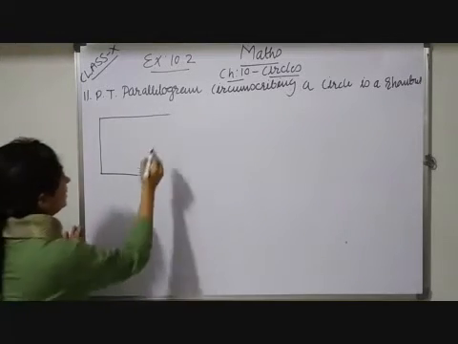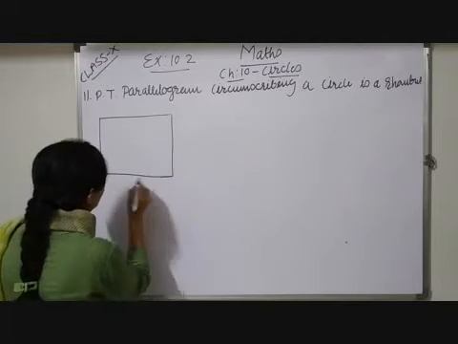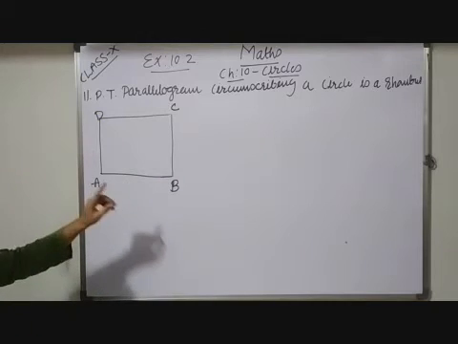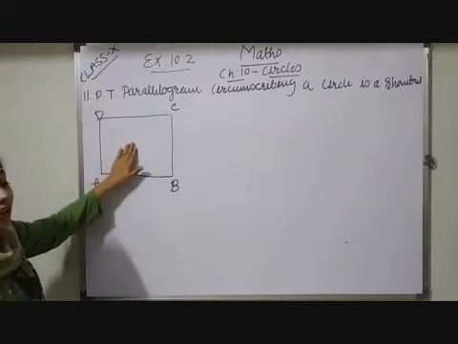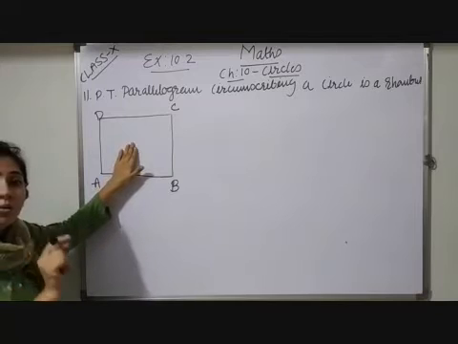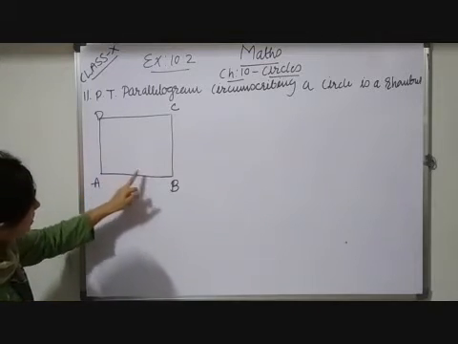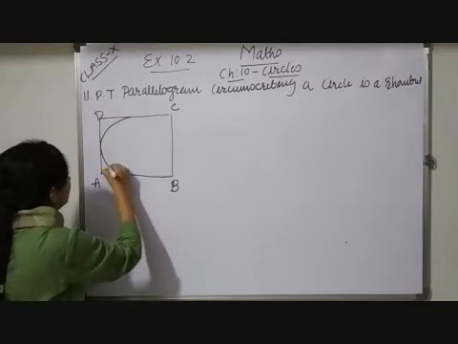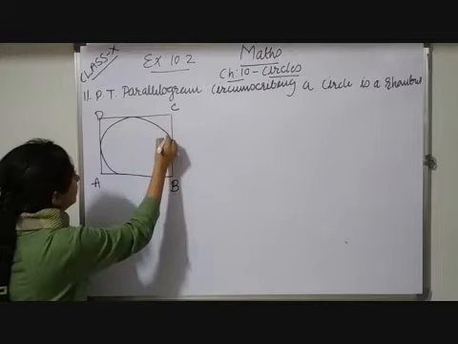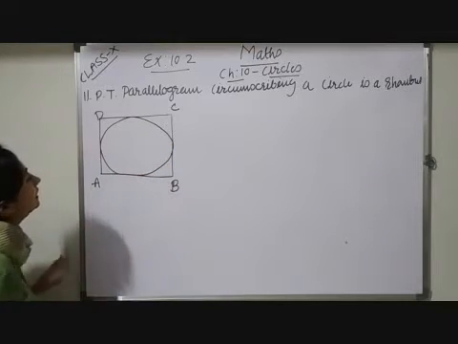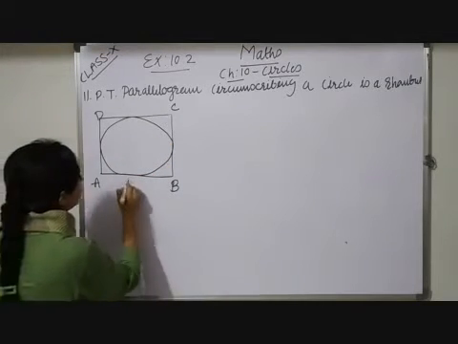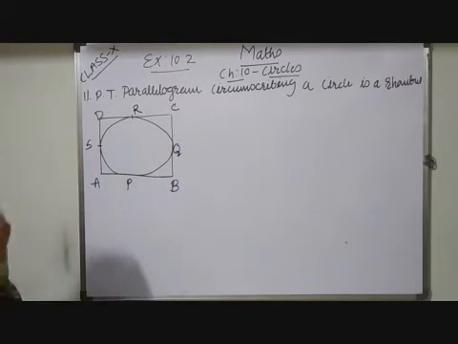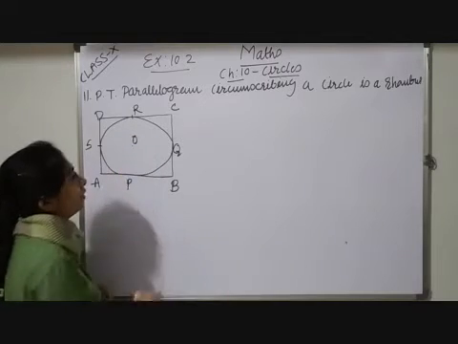Here, one parallelogram you have to draw, ABCD. Now, in the parallelogram, I have to draw a circle such that its boundary touches all sides of this parallelogram. So here I am drawing the circle inside. Like that, you will draw one diagram. Let it be touching at points P, Q, R and S, and O is the center of the circle.